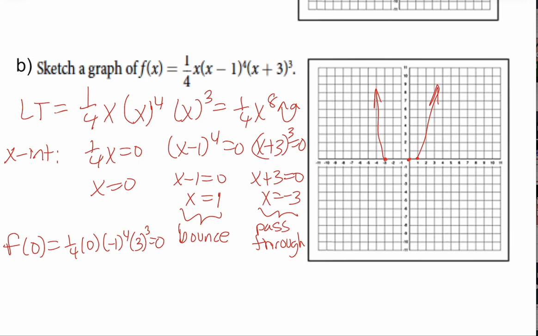Okay, so what does that mean? Well, we're going to go through, come back down and bounce. Okay, let me do that again. We're going to go through, come back down and bounce.